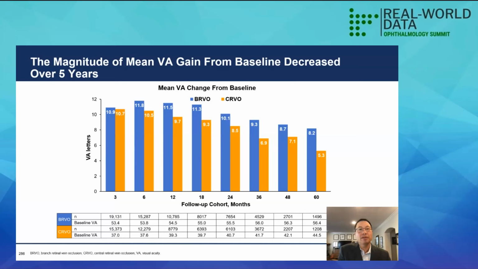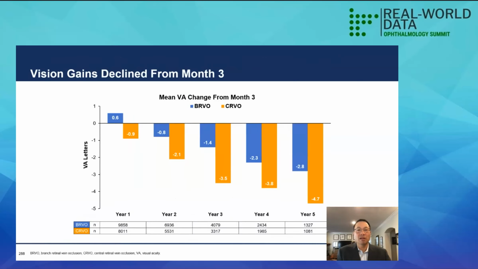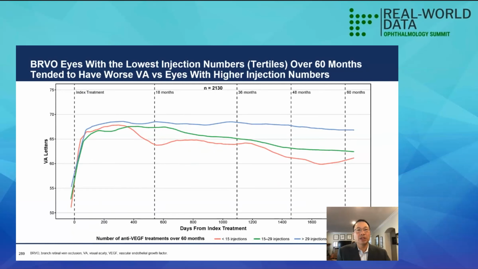Concomitantly, the magnitude of the mean visual acuity gained from baseline decreased over this 5-year period of time, from a little under an 11 visual acuity letter gain in the 3-month cohort, reducing to 8.2 in the BRVO cohort at the 60-month follow-up, and 5.3 in the CRVO 60-month cohort. Another way to look at this is the visual acuity gains declined from month 3 in both the BRVO and the CRVO cohort compared with what you see in the first year.